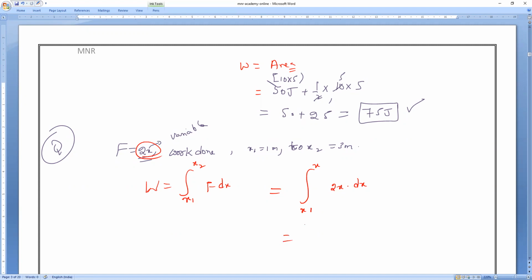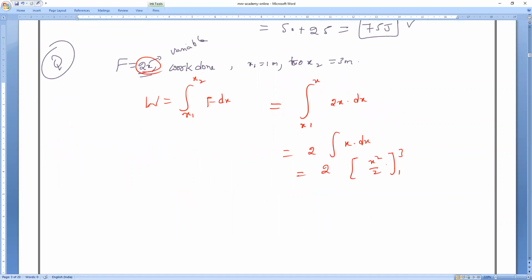Yes, sir. So next, the 2 I'll put down. Then you can notice it: integration of dx is there. So if I put the 2 outside, what will the limits turn into? It will turn into x square by 2, with limits 1 to 3. Am I right? Will you all agree with me?